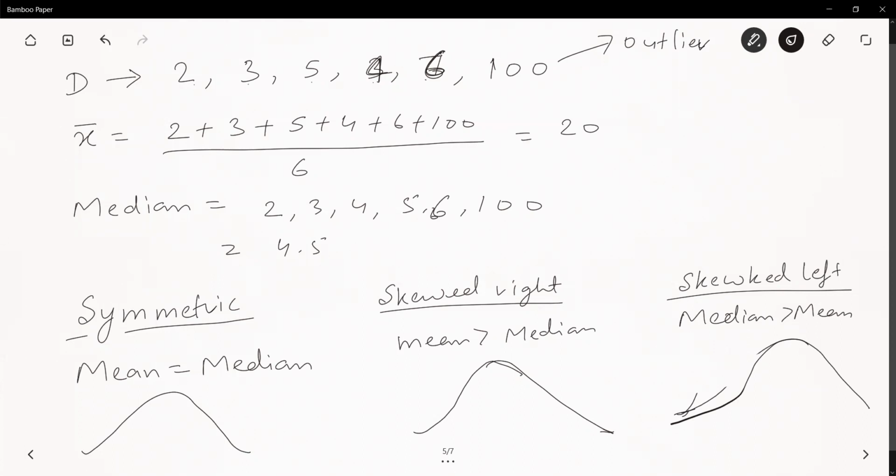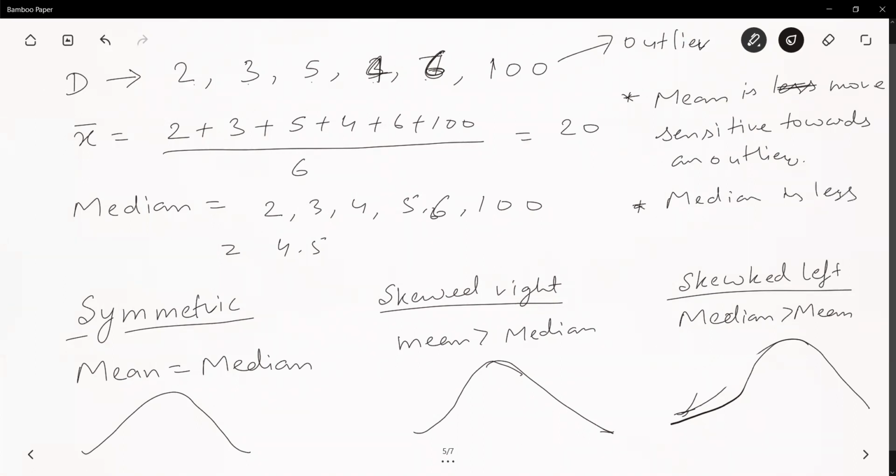So always remember that mean is more sensitive to an outlier. This is going to be your key point. You need to note this point, or make a star of this point. Oh sorry, mean is more sensitive to an outlier, and median is less sensitive.